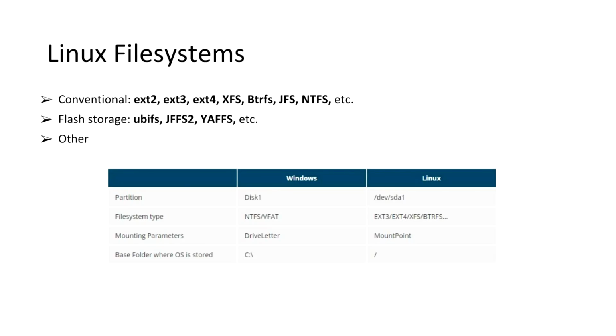Linux file systems. Let's look a little bit into the layout of the Linux. Here we have a little table that compares Windows and Linux. For Windows, a partition is called disk 1, while for Linux, it's /dev/sda1. We will see all of this in a moment in a virtual machine. The file system type for Windows is usually NTFS or VFAT, while for Linux it depends and can be either of the conventional ones. Mounting parameters for Windows is usually the drive letter, while Linux is the mount point, and the base folder where the OS is stored is usually the C directory, while Linux is the / or the root directory.